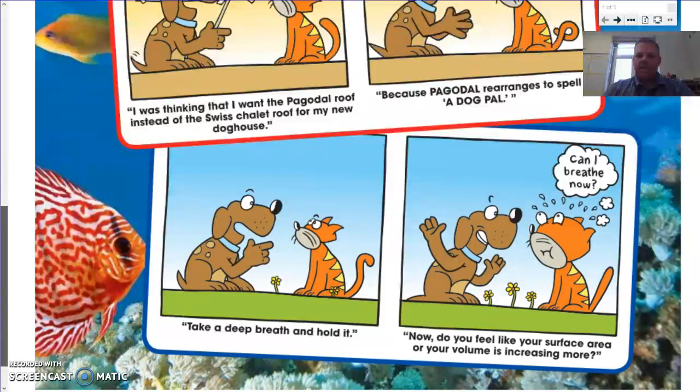In our second cartoon, you can see that he says, take a deep breath and hold it. Now, do you feel like your surface area or your volume is increasing more? And our cat just wants to breathe. So the volume is what's on the inside. When you breathe something in, you're holding air in, and that is volume. It's on the inside.